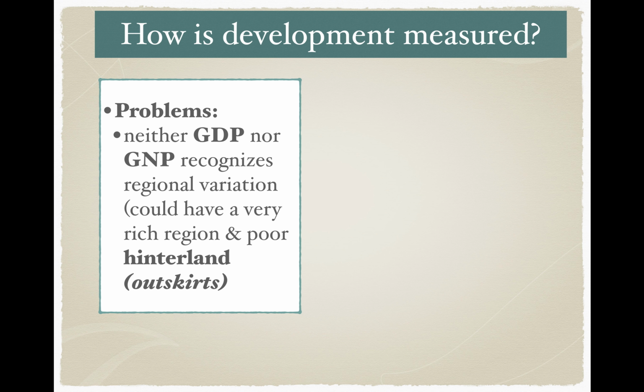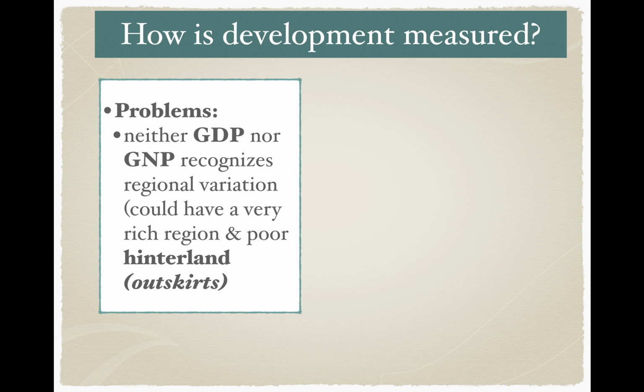Neither of those measures recognize regional variation. So, for example, you could have a very rich region of a country and a very poor what's called the hinterland, a term we'll talk a lot more about in urban geography. Hinterland is the outskirts of the city, or the outskirts area, period. So within a country itself, you can have areas that are extremely economically wealthy, and you'll have areas that are extremely poor. And neither the GDP nor the GNP is going to recognize that.